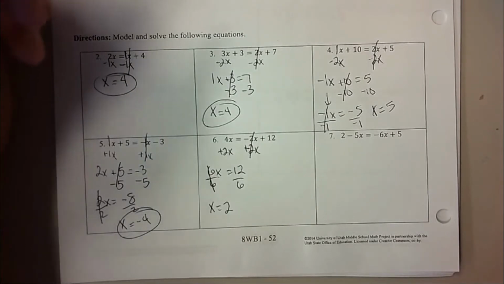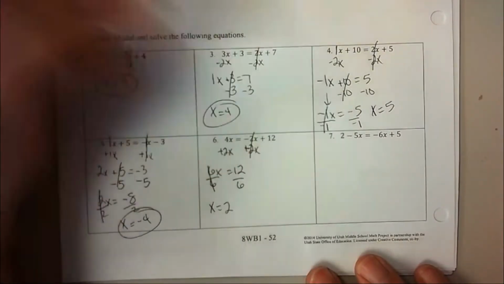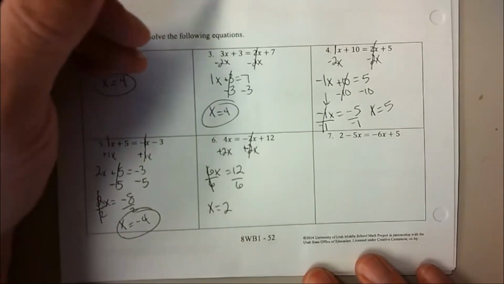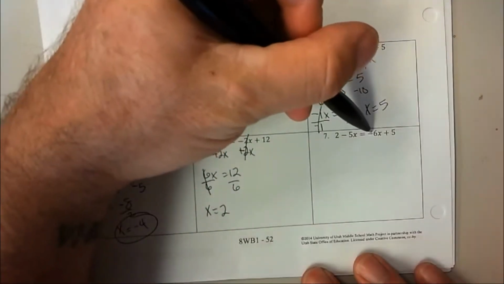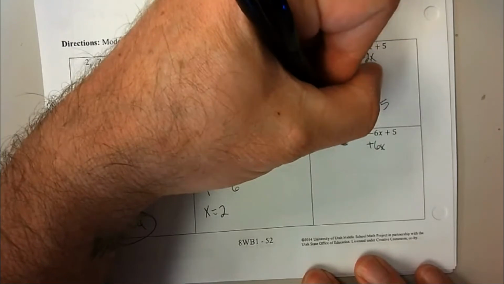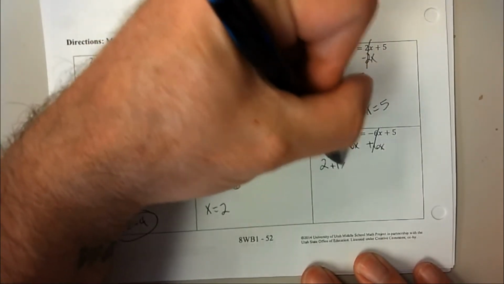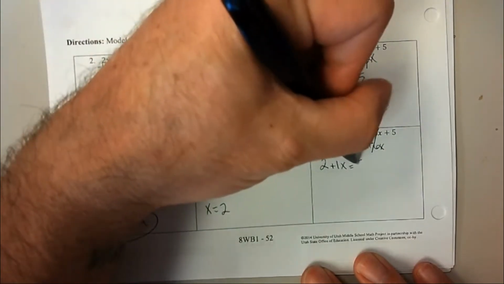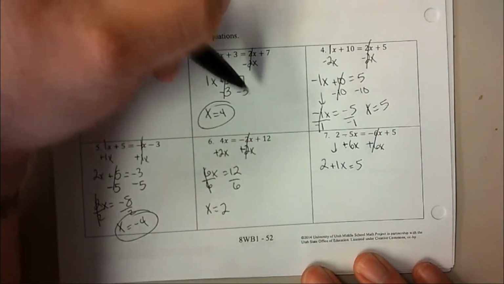Okay, number 7, they try to just kind of trick you up a little bit because they put the constant in front, but it really doesn't matter. We handle it the same way we've been doing things. So I'm going to get rid of this negative 6x first. I'm going to move that to the left side, so I'm going to do plus 6x. I'm going to come over here and line it up right under the x and put plus 6x. So right side x's cancel out. Now this 2, we weren't ready for it yet, so it'll just drop down. But I have a negative 5x plus 6x, so it's going to be a positive 1x. And then I have equals 5.